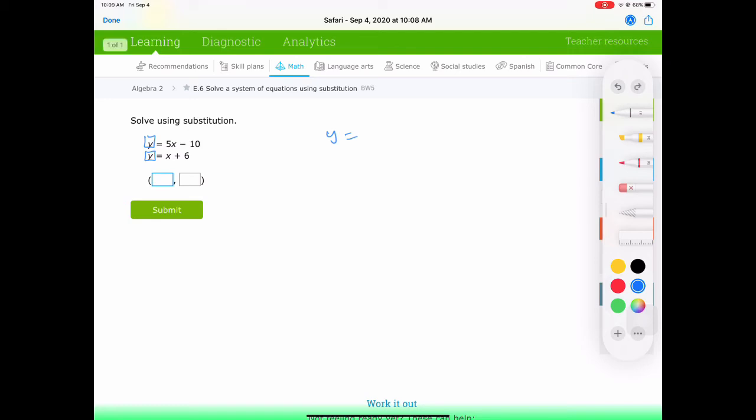I'm going to use little colors here so you can see that a little bit better. So we have the yellow y is equal to the red y. They should be equal to each other. If this was a solution for the system, the y's would have to be the same. If one was 3, the other one would be 3. If one was 5, the other one would be 5. In this case, the yellow y is 5x minus 10. The red y is x plus 6.